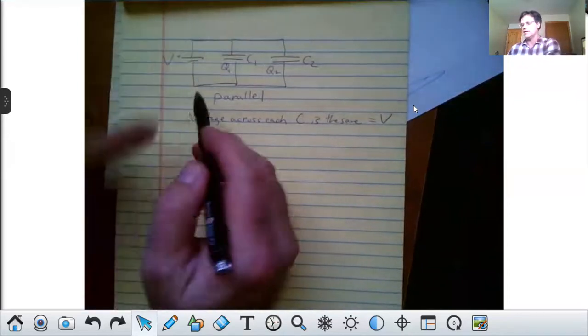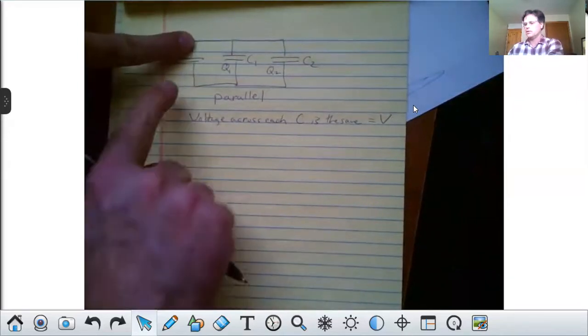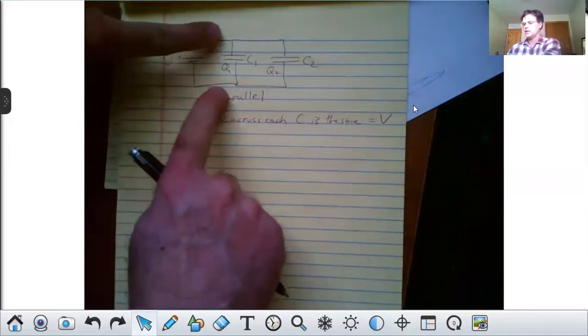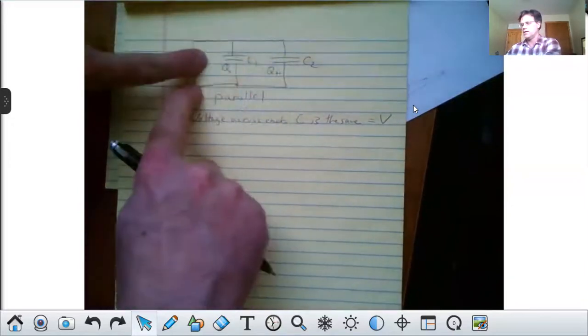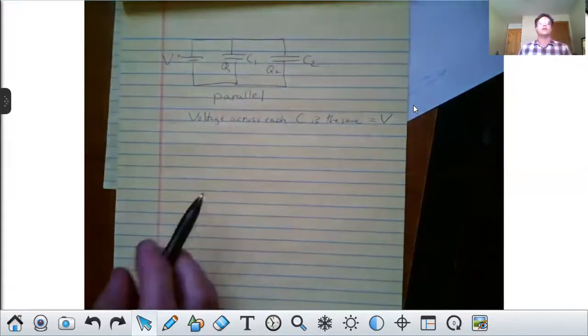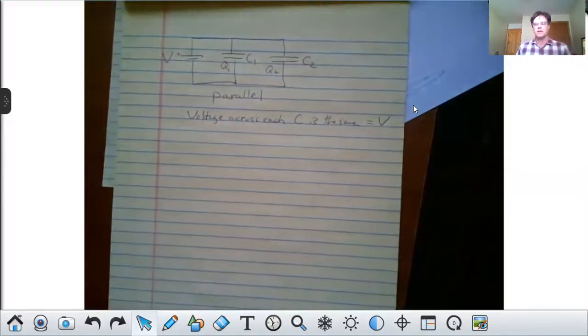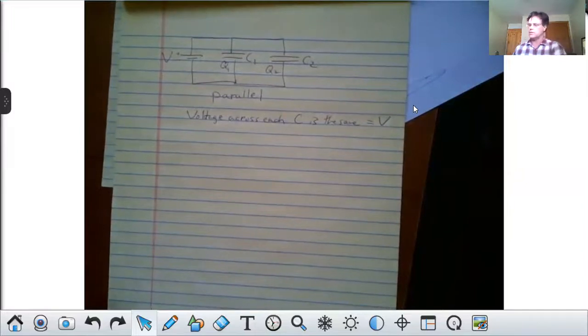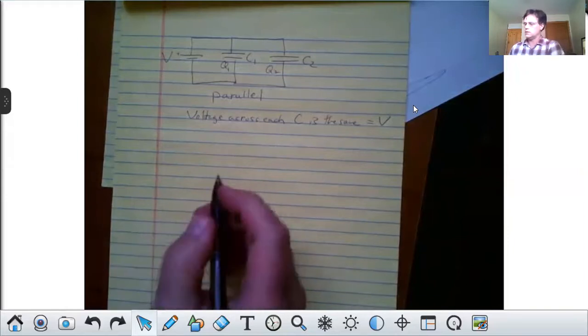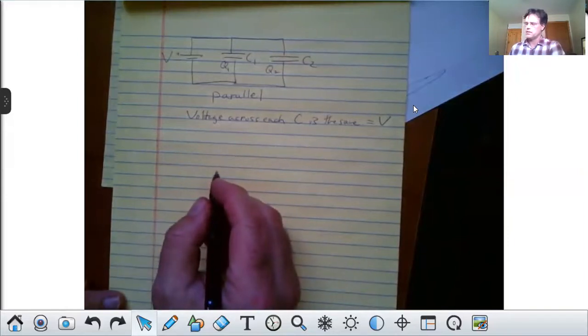Maybe you can see that, right? If I had my voltmeter probes and wanted to measure voltage, I have a path directly to the battery no matter where I go here, either near C1 or C2. So the voltage is the same in each of these cases, in the parallel case. Charge is the same in the series case.